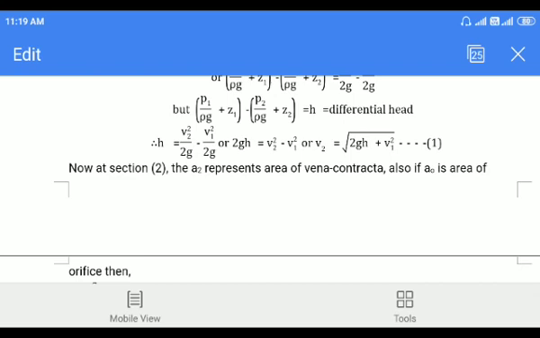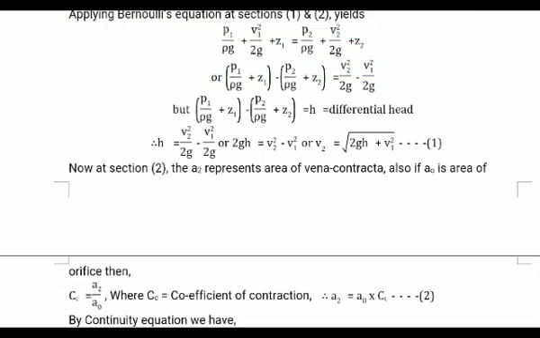h is equal to v2 square divided by 2g minus v1 square divided by 2g, or 2gh is nothing but v2 square minus v1 square, or v2 is nothing but the square root of 2gh plus v1 square. So this is equation number 1.